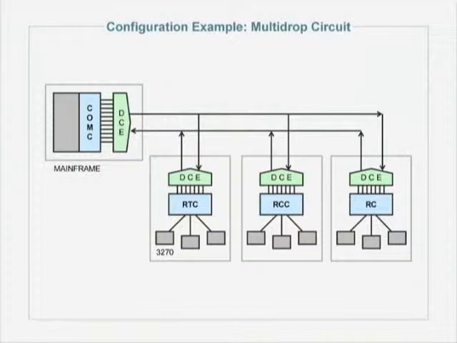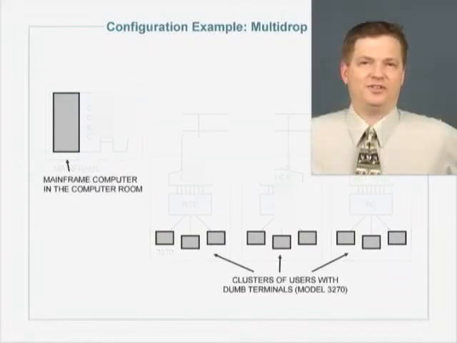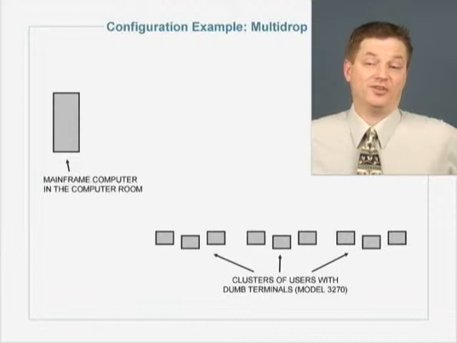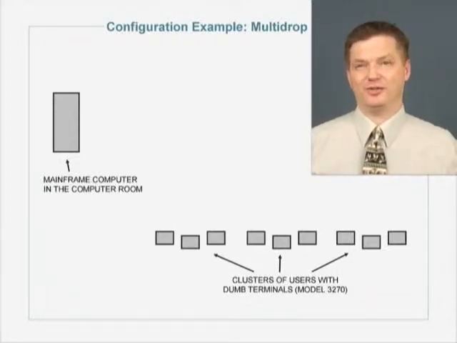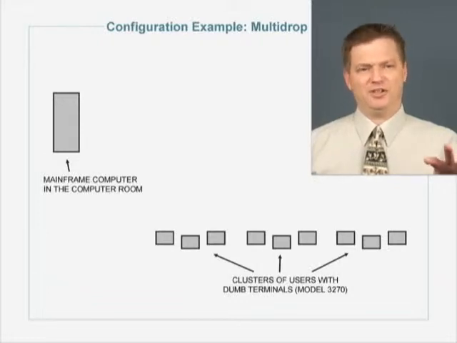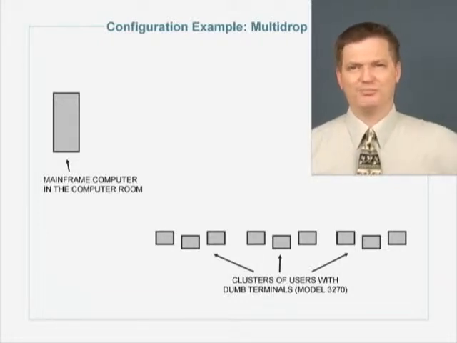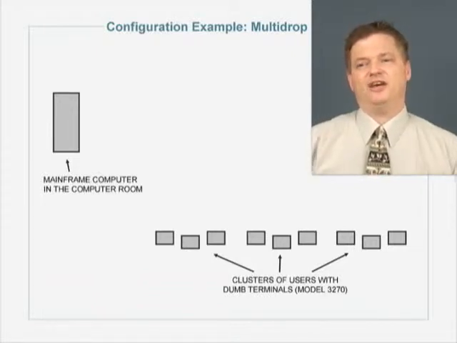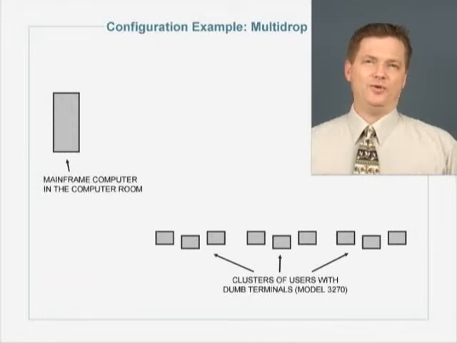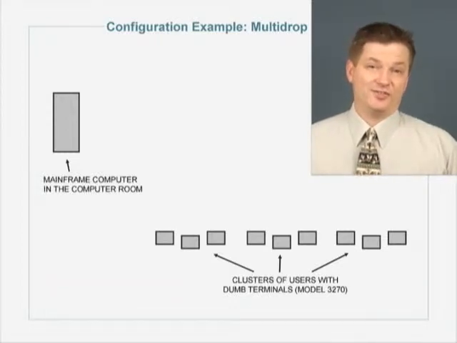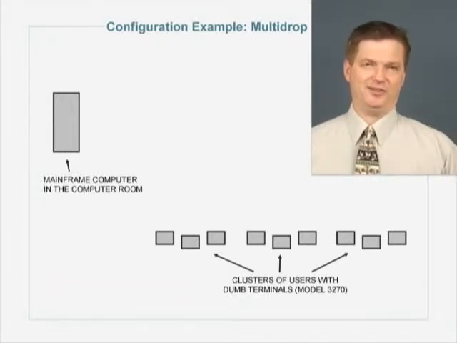The idea is that we have users with dumb terminals, and model number 3270 was a very popular model of dumb terminal. And these users might be clustered together in rooms and buildings and different cities. And we have the computer in the computer room. And what we want to do is connect these clusters of users back together to the computer.